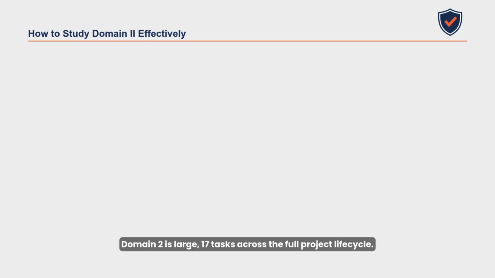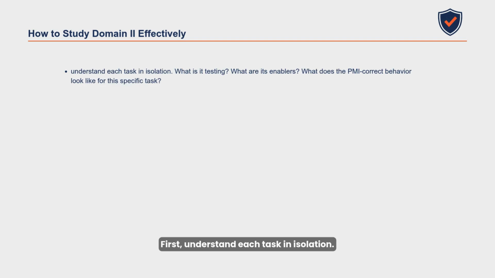Domain 2 is large, 17 tasks across the full project lifecycle. Study it systematically, not all at once. First, understand each task in isolation. What is it testing? What are its enablers? What does the PMI correct behavior look like for this specific task? Our upcoming videos cover each task individually, the same format as Domain 1.